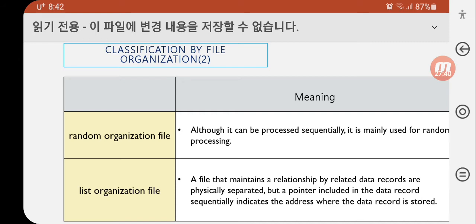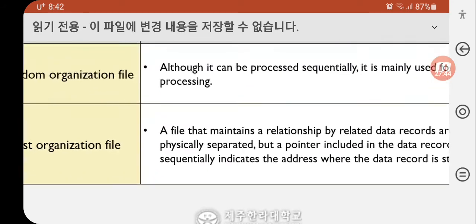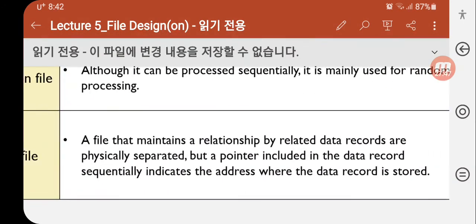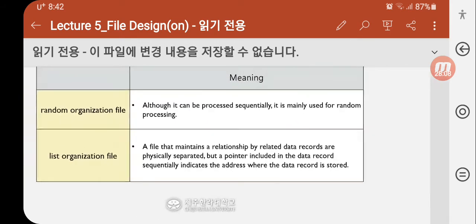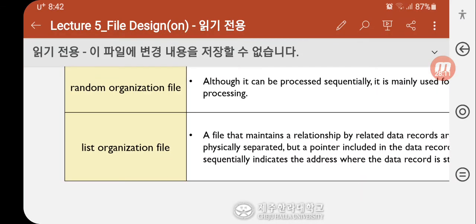Last type is list organization files. This file maintains relations by related data records that are physically separated, but a pointer included in the data record sequentially indicates the address where the data record is stored. This is on list organization files.